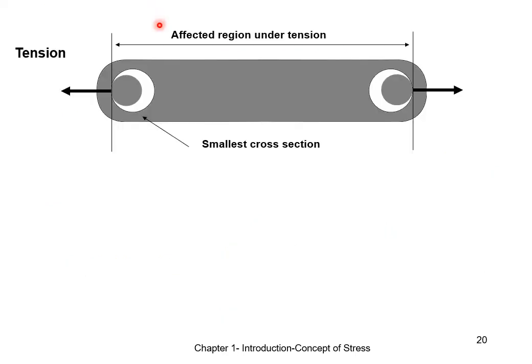Let us take a look at an example here. If an object itself is in tension, and it's actually pin-ended, the pins itself will touch the object on the outer edges of the hole. As such, the affected region under tension is over here. Maximum stresses will occur where the area is smallest. And within this affected region, the smallest area is over here.